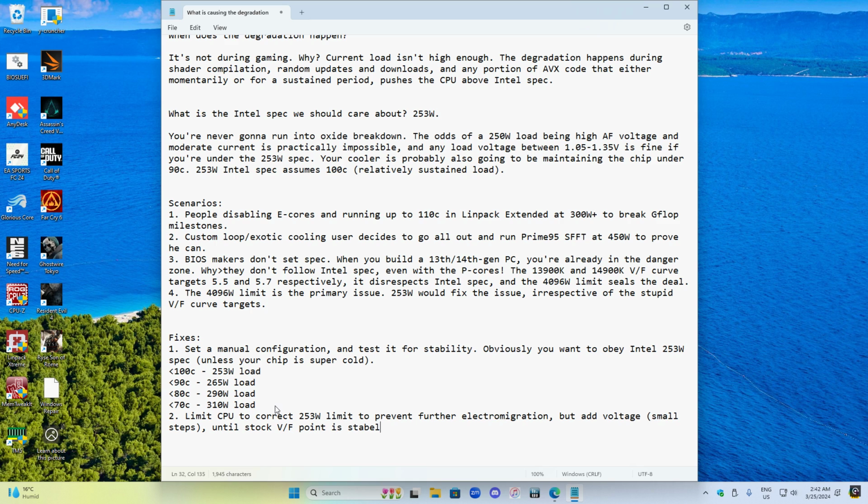Now, what do I mean by small steps? I mean 25 millivolts to 50 millivolts should be enough and will not cause any issues even at idle, because the odds of it being higher than 1.5 volts on the stock VF is practically zero.